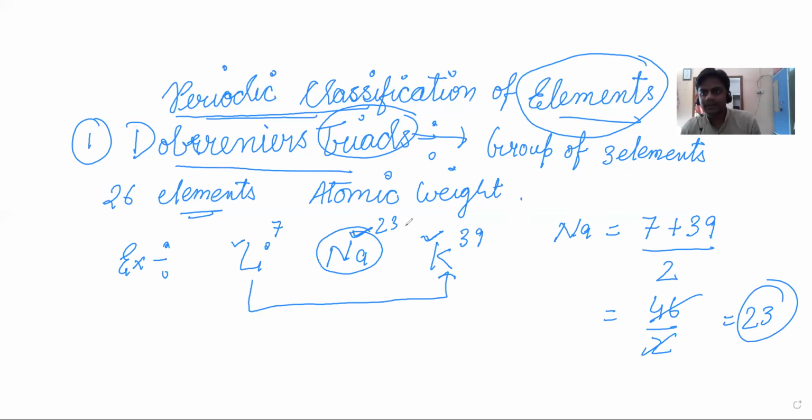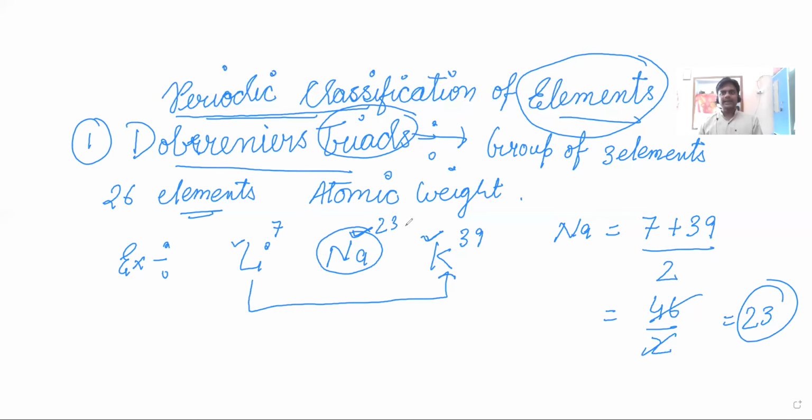In the first one, it came true, and the average atomic mass is the same. But for the third triad, the difference is more than one atomic mass unit. That's why his classification failed, and he was not able to arrange all 26 elements. But his achievement is that he was the first scientist to think about classification.